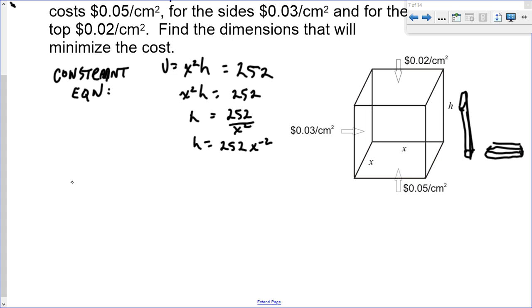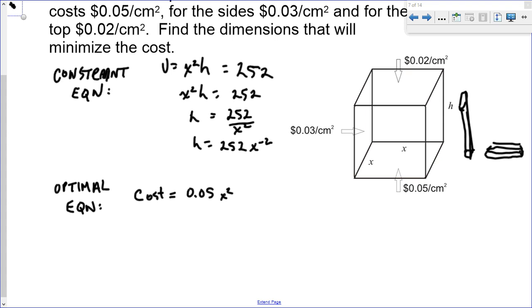Now, our optimal equation is going to be our cost function. That's the one I want to minimize. Now, our cost is a little different. I'm going to write it in terms of a cost function first. And let's do the base. The base costs 0.05 dollars per square centimeter, and the base is made up of x squared.